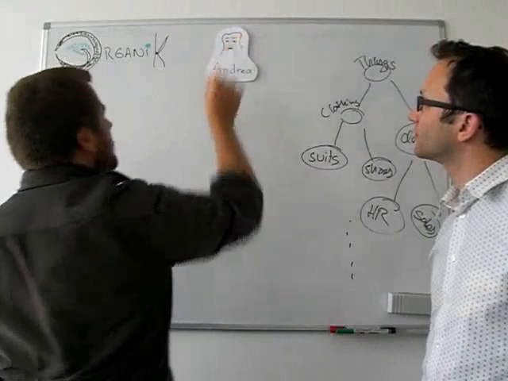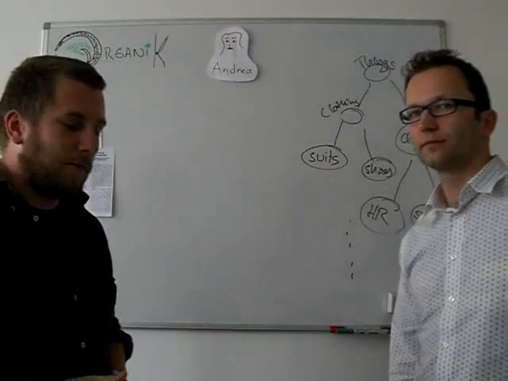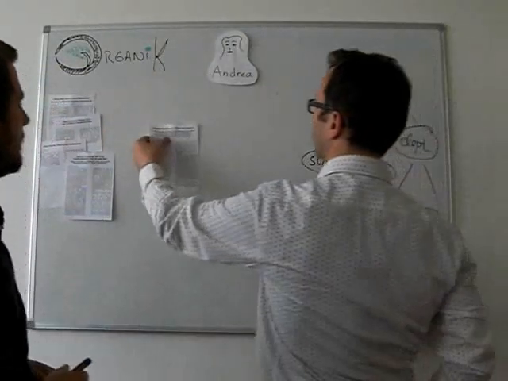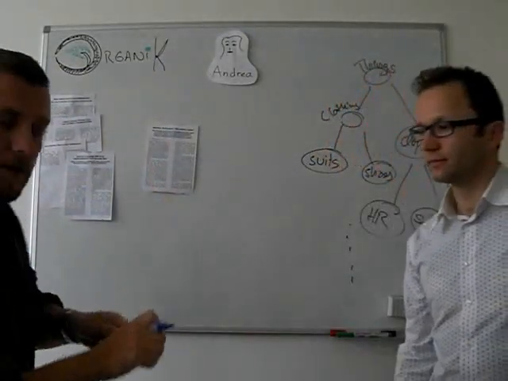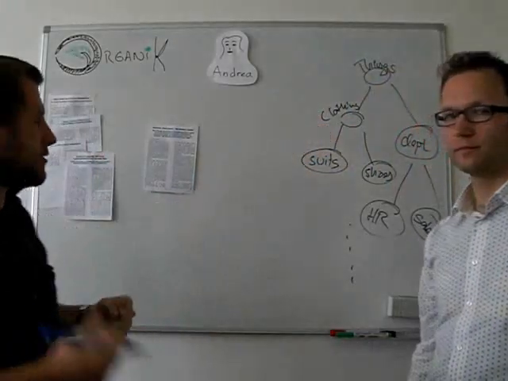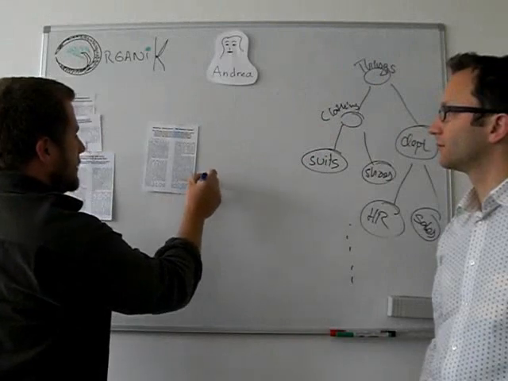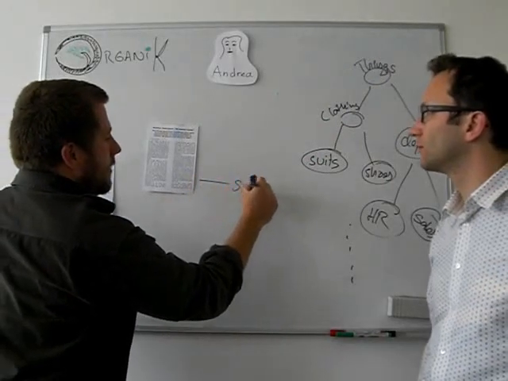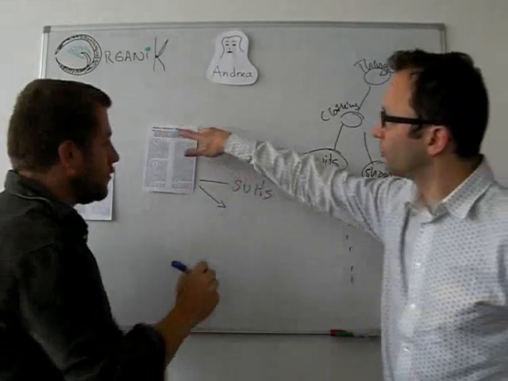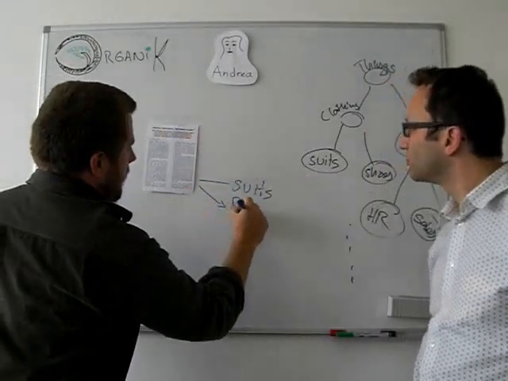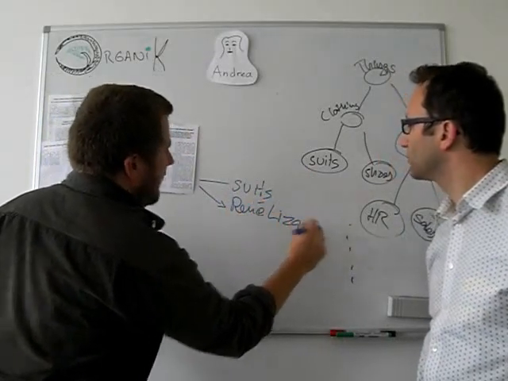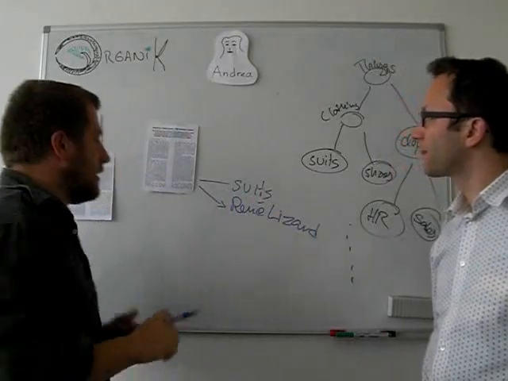This is Andrea. Andrea would like to add a new document to the system. Now, using the same process as we initially extracted the tags for the document, we extract tags again. In this case, the document is related to suits, which we already had. It's related to René Lessard, who is a person.